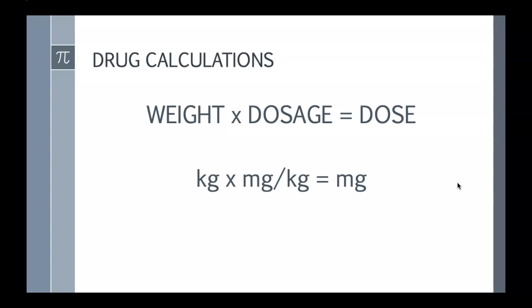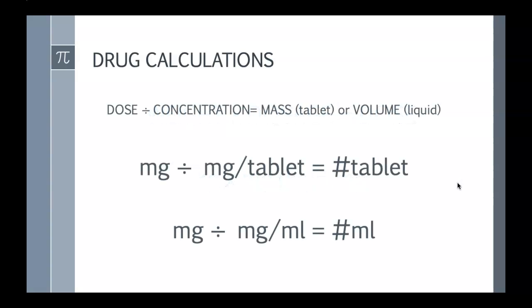So we've talked about drug calculations ad nauseum in past lectures, and when we're looking at drug calculations, we're looking at weight multiplied by the dosage equals the dose. So it's typically kilograms multiplied by mg per kg equals the milligrams that we need to administer. Then we start looking at the number of tablets or the number of mils that we need to give the patient based on the dose. So dose divided by concentration equals the mass, if we're talking about tablets, or the volume, if we're talking about liquid. So milligrams divided by mgs per tablet equals number of tablets, and milligrams divided by mgs per mil equals number of mils.